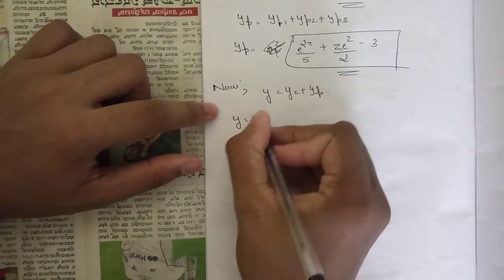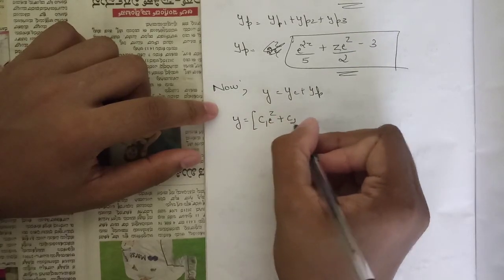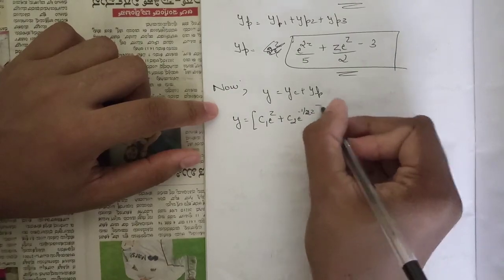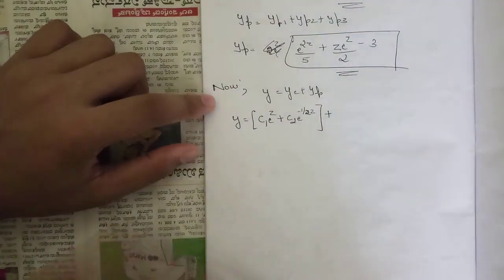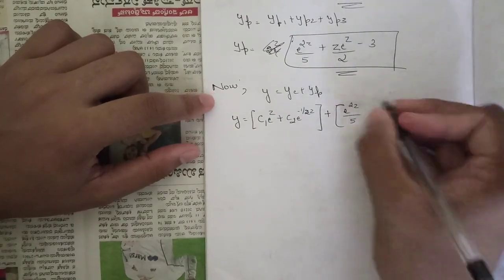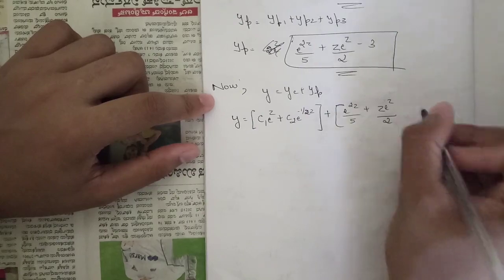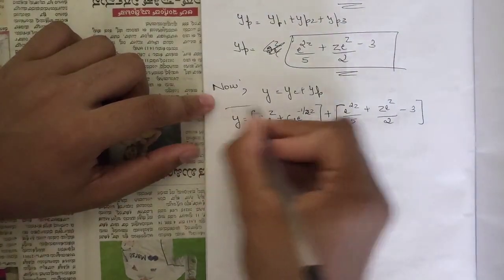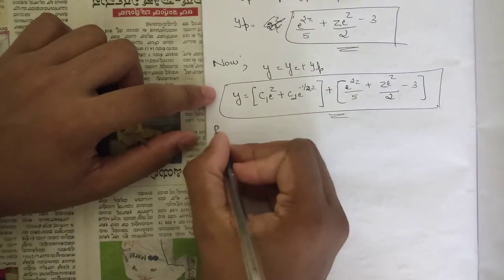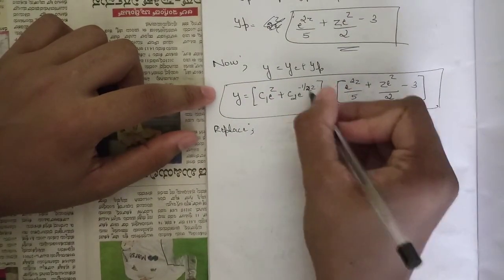where we got yc as c1 e power z plus c2 e to the power minus 1 by 2z, right? Plus the particular integral we got as e power 2z by 5 plus z e power z by 2 minus 3. Okay, so now we need to replace a few of the terms here again. That is, we have both e power z along with the z.